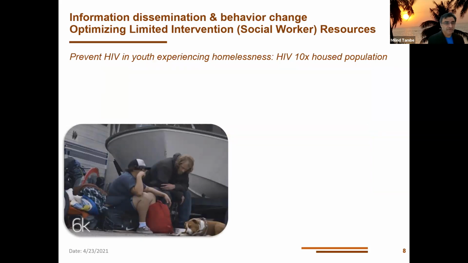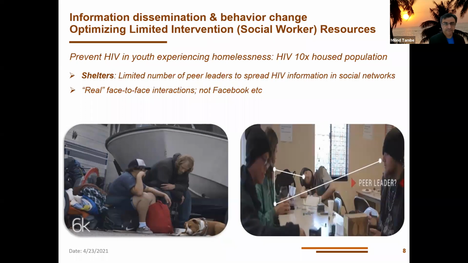The motivating domain here is preventing HIV amongst youth experiencing homelessness. There are 6,000 youth who sleep on the streets of Los Angeles every night. The rates of HIV amongst these youth are 10 times the rates of the normal housed population. So homeless shelters use a peer leader-led campaign to spread HIV information. They'll call a set of peer leaders, educate them about HIV, and expect them to talk to their friends, and their friends to talk to their friends. And in this way, information spreads in the social network. Now, these are face-to-face interactions. This is not happening over Facebook, for example.